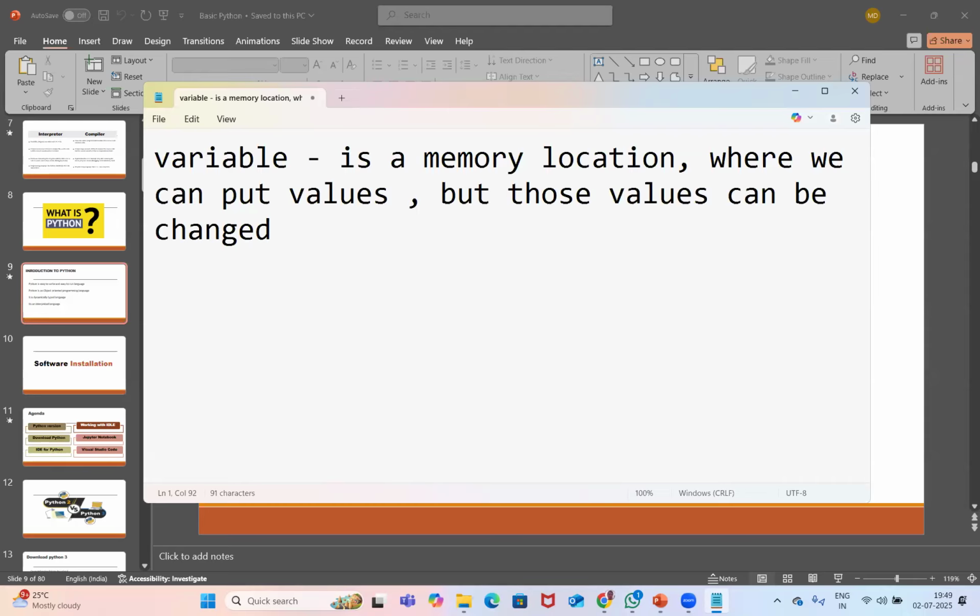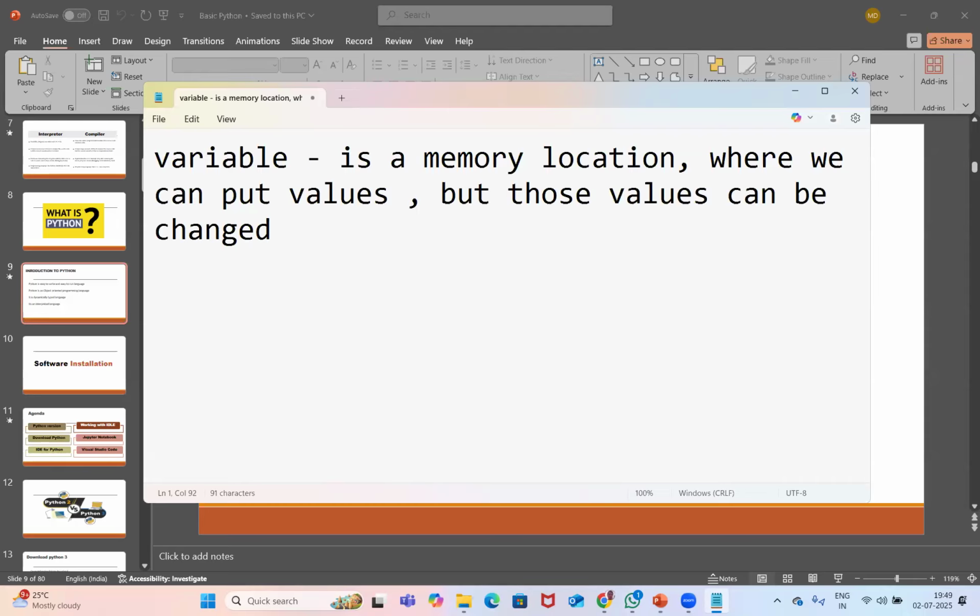Yeah, I was asking whether the variable is the location or the value. Location. Value is value only. That 5 is the value, but the location where you are writing that 5 is the variable.